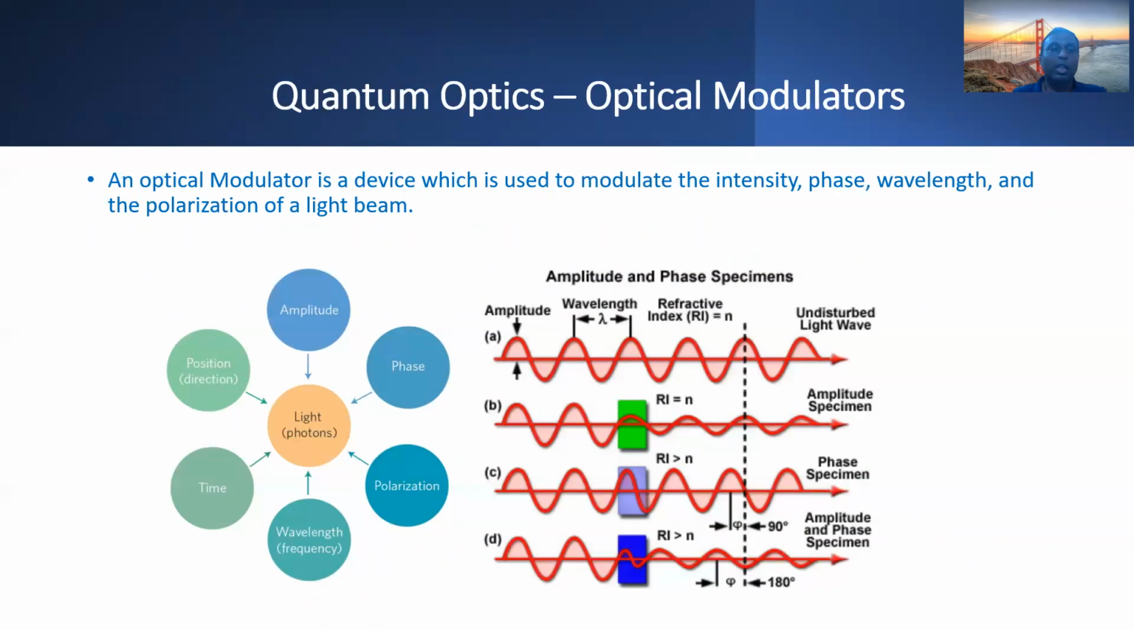Next one is the modulator. An optical modulator is a device which is used to modulate the intensity, phase, wavelength, and also the polarization of the light beam. Light photons can be modulated in phase, amplitude, position, time, wavelength, as well as polarization.